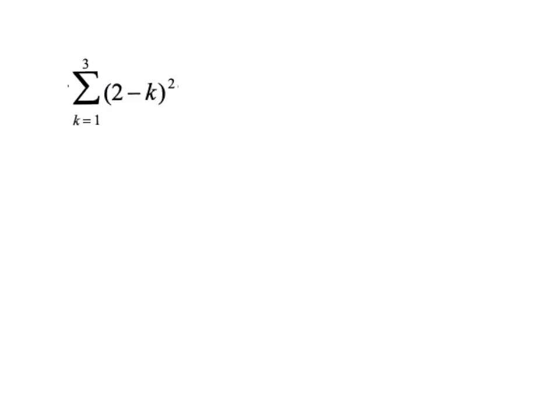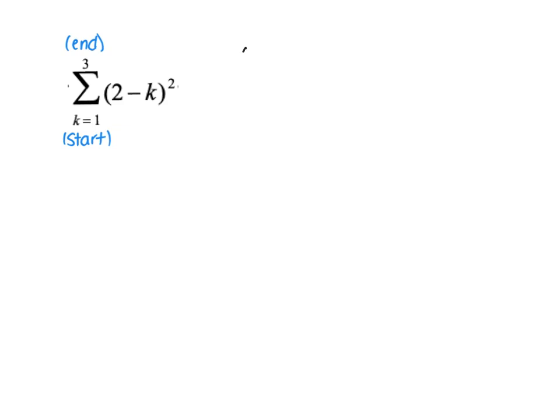Let's try another one. All right, so same concept, but you're going to notice now that the letter has changed. The letter is k, and that's okay. I can change whatever letter I want it to be. So this is still my starting value, and this is still my ending value. So I'm going to start at the first term and end at the third term by plugging in 1 for every time I see a k.